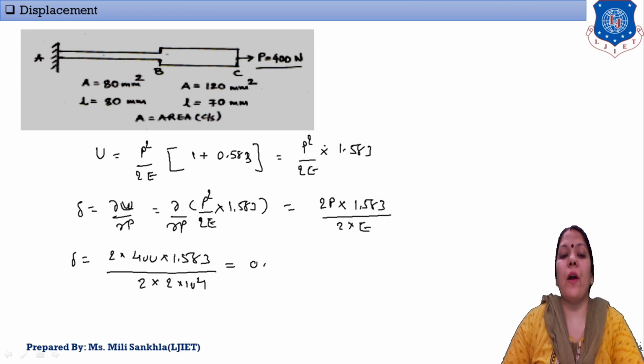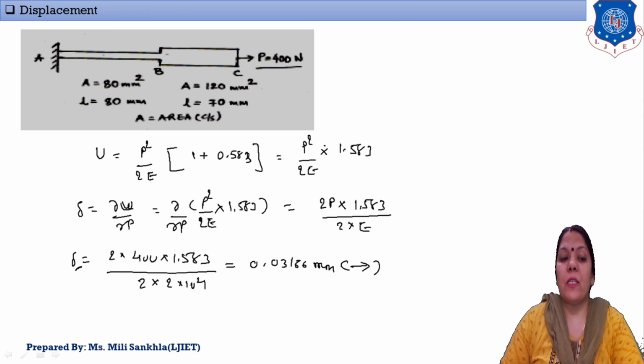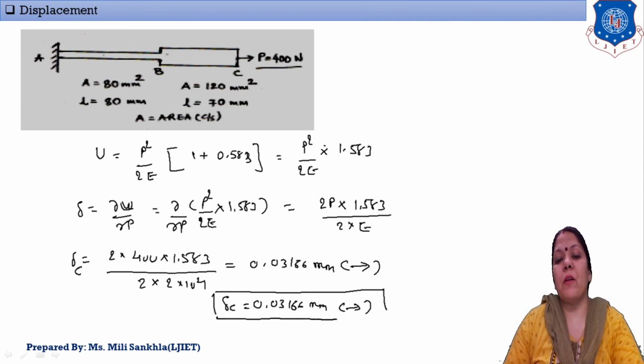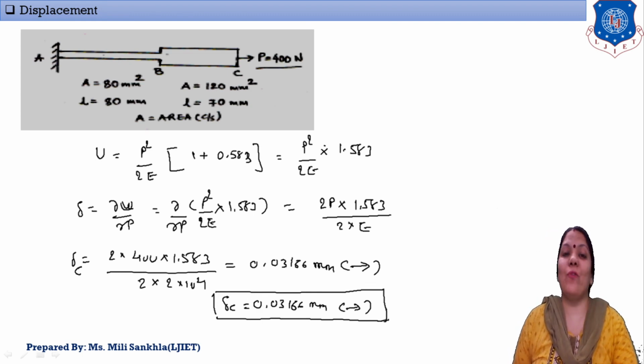After simplification my answer is equal to 0.03166 mm, and this answer is positive, so we indicate the sign to the right-hand side, and we find the deflection at point C. So our final answer, del C due to axial loading, is equal to 0.03166 mm in the right direction. Okay, here our chapter of slope and deflection is complete. In the next section we start our new chapter. Okay, we stop here now.